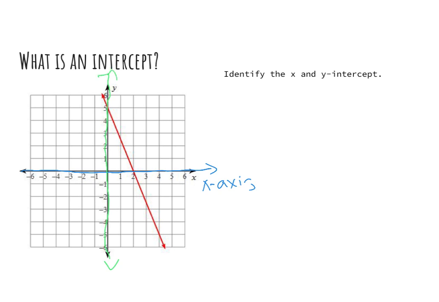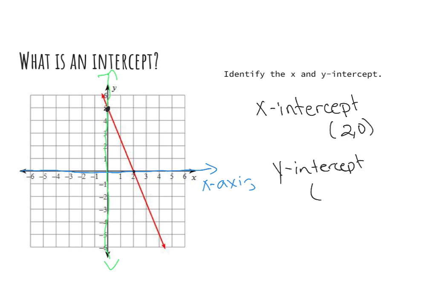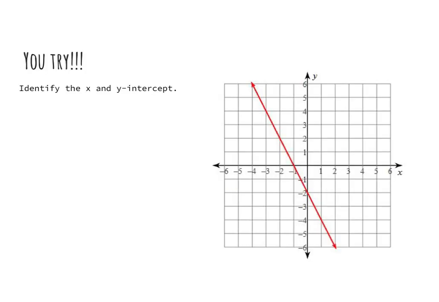So looking at my graph, if I want to identify the x-intercept, that would be wherever my graph or line is passing through the x-axis, which is happening at 2. The ordered pair would be (2, 0). And then your y-intercept would be wherever your graph is passing through the y-axis. So that would be at 5. The ordered pair for the y-intercept would be (0, 5). Now you try. Identify the x and y intercept.